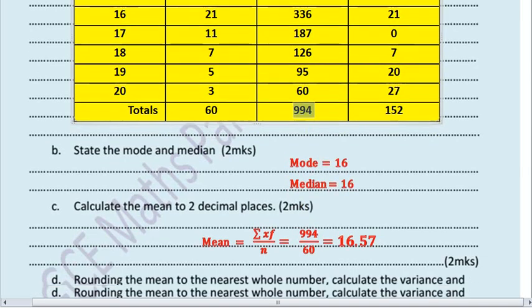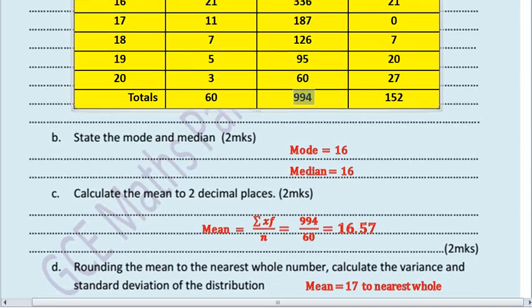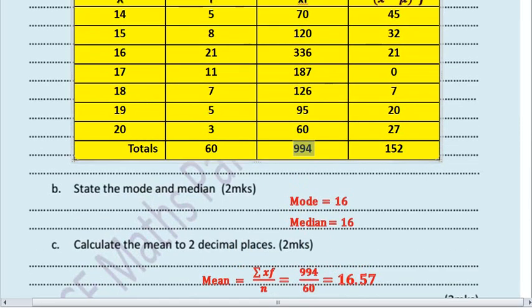The next question says to round the mean to the nearest whole number. So the first thing is to round this mean to the nearest whole number. 16.57 gives us 17. That's to the nearest whole number. We should calculate the standard deviation of the distribution and the variance. So for standard deviation and variance, we first of all start with variance. We take each score minus the mean, all of that squared, times the frequency, as you can see here.